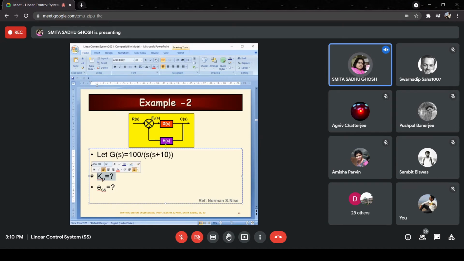What is the first thing that you have to do for this system? We have to convert it to an equivalent unity feedback system. Very good. Just do that for me first. Then, of course, you have to find the Kp. Can you do it and tell me what you get? I'll give you some time.